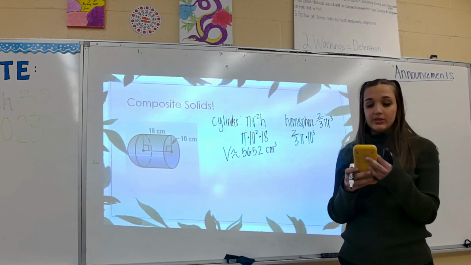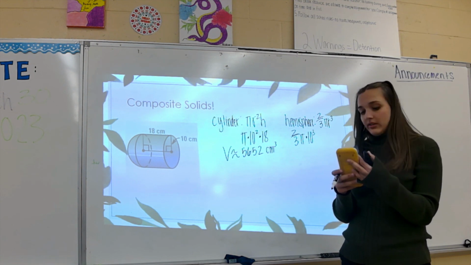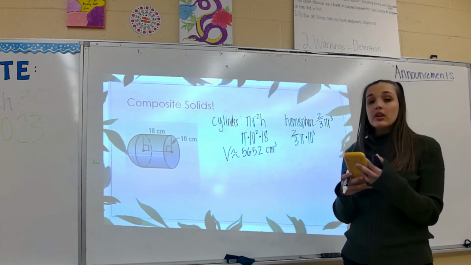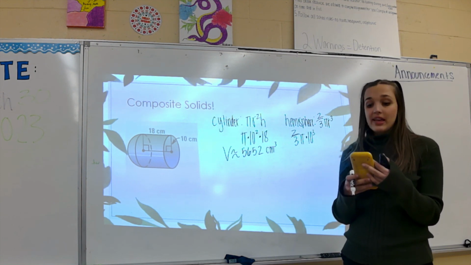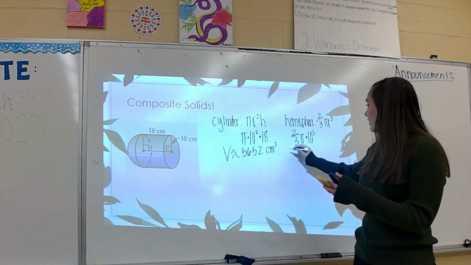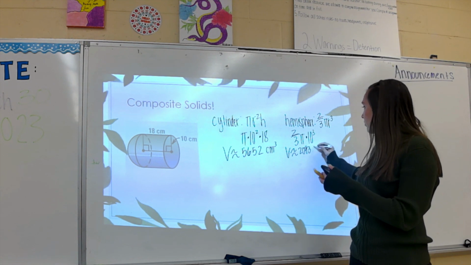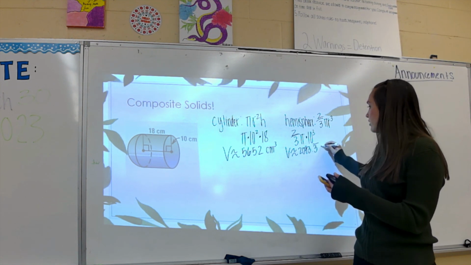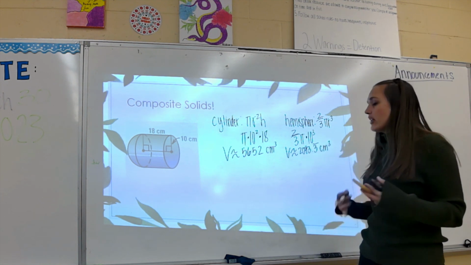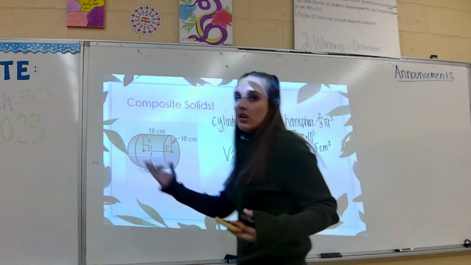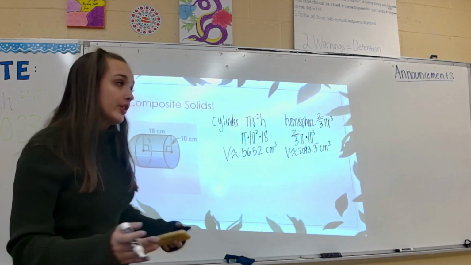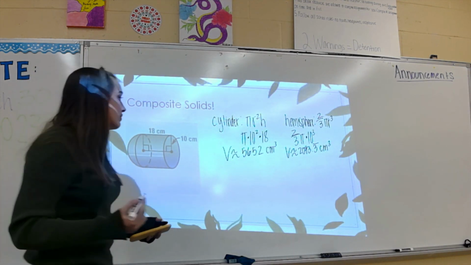So I'm going to do 2 times 3.14 times 10 times 10 times 10. Press enter, and then divide that by 3. And I get my volume as approximately 2,093.3 repeated centimeters cubed. Now that I have both of my equations here, like I said, they're resting on top of each other. So we're going to add these two together.